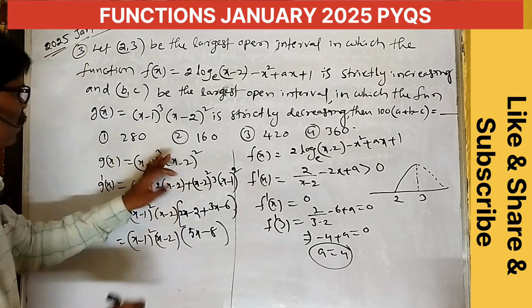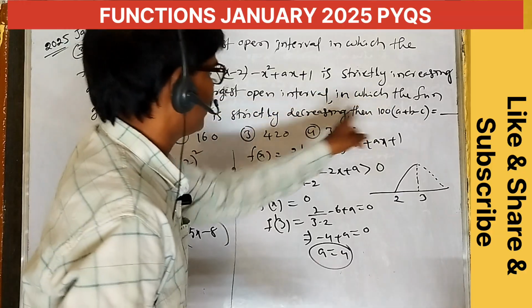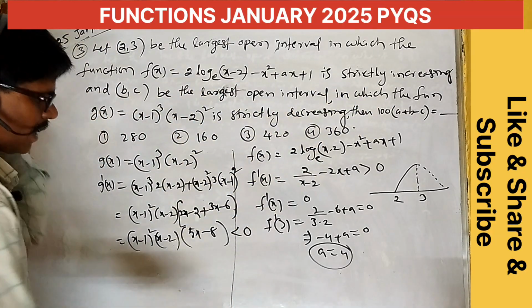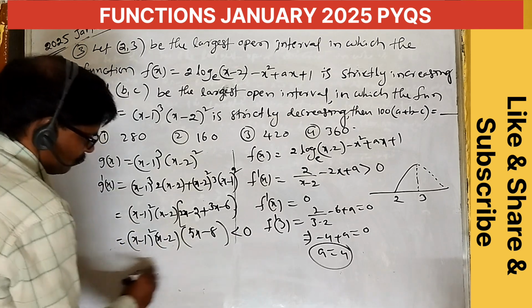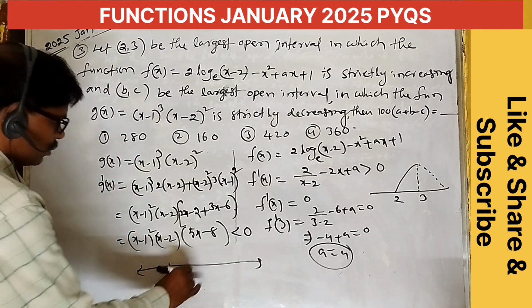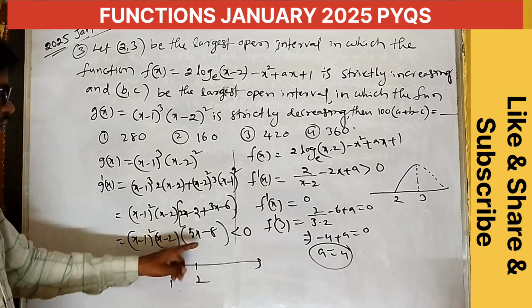5x minus 8. Is this the increasing or decreasing function? This is the decreasing function, so less than 0. Write the wavy curve method. Wavy curve: x is equal to 1, x is equal to 2, and next 8 by 5. 8 by 5 is equal to 1 point something only.